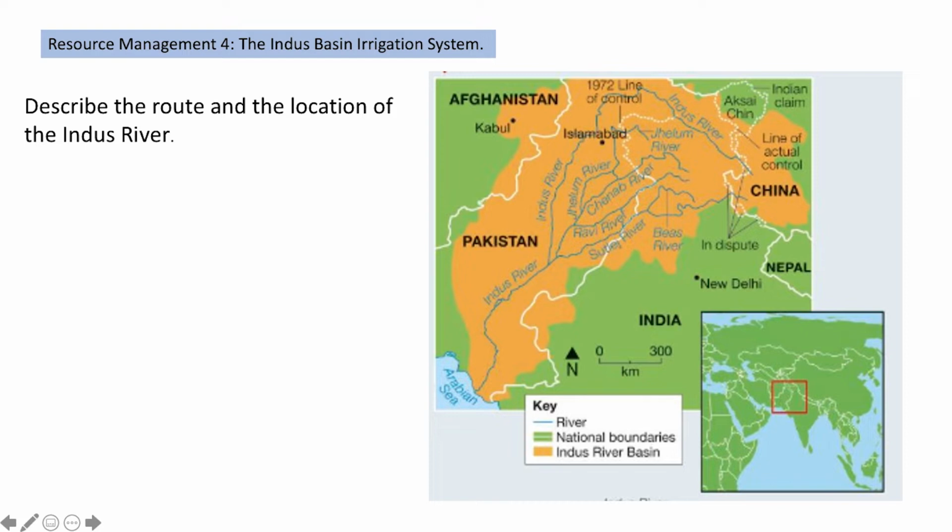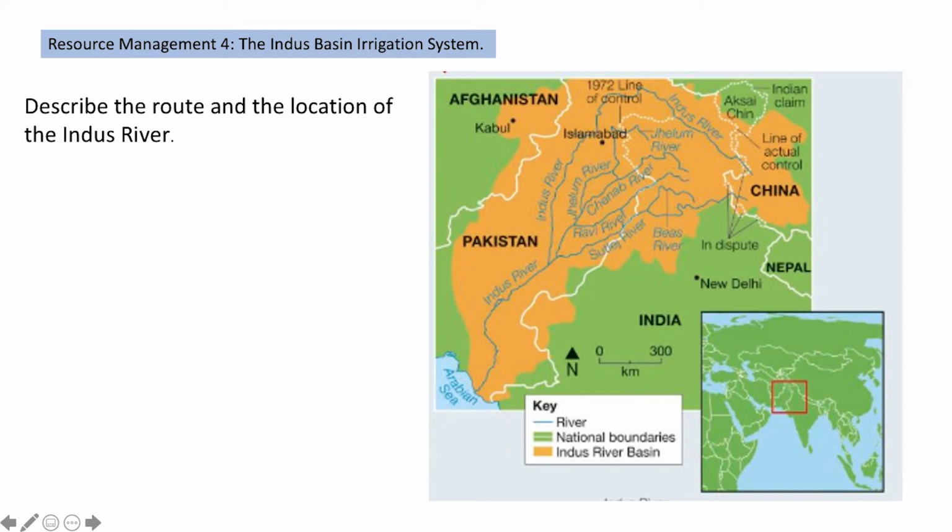The first question that I've put up on the slide is, describe the route and the location of the Indus River. This is likely to be a 3-mark question. The examiner would be looking for you to use compass points and direction, so north, south, east or west. The examiner would also be looking for you to name the regions and the countries around, etc.